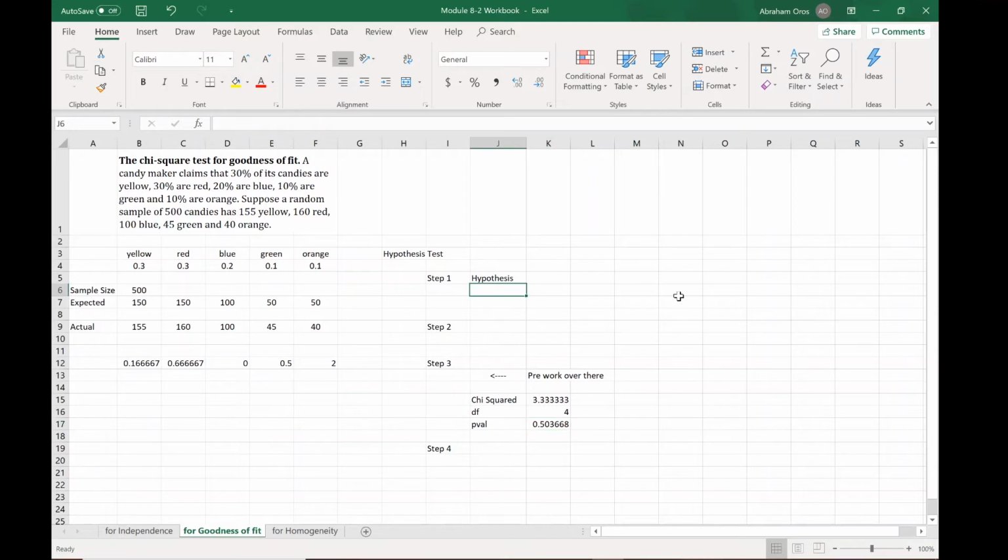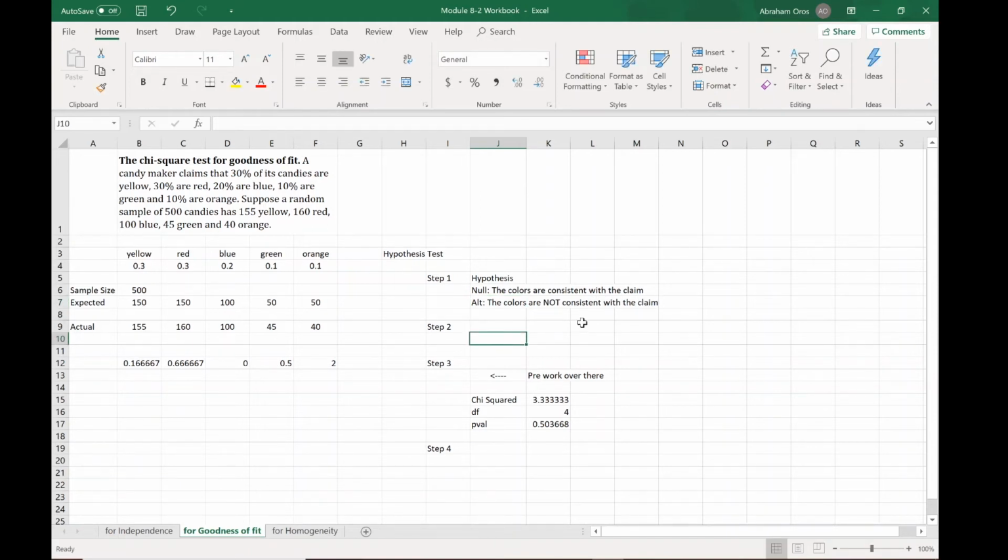All right, so we did the calculation work, and that's a lot of times what people jump straight to. But what I'd like you to do is actually hit the hypothesis, make sure that's in there. And in this case, the hypotheses are that the null hypothesis, the colors are consistent with the candy maker's claim. The alternative hypothesis, however, is really the opposite. The colors are not consistent with the claim.